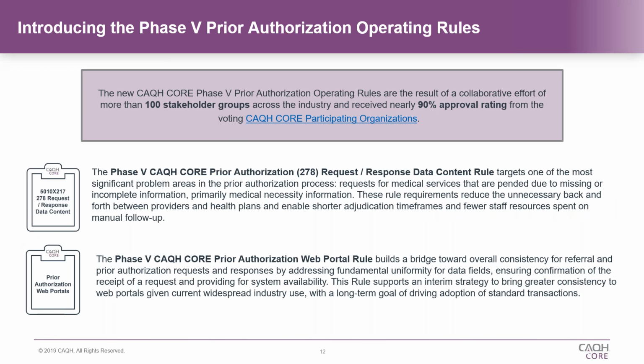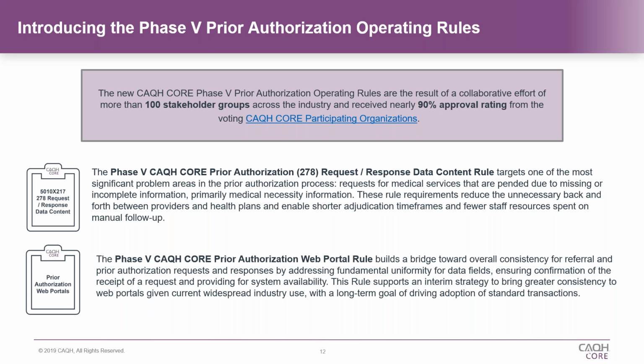I'm sorry, we wanted to level set with the operating rules. Again, we had that 90% approval rating. There are 2 rules within the rule set. The rule set includes both a data content rule, as I mentioned, looking at the process for the request for medical services, a very specific use case when those types of requests are pended due to missing or incomplete information, primarily because the medical necessity information is missing from the transaction or from the case.